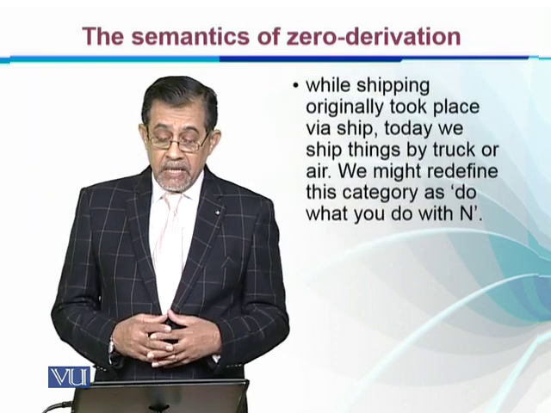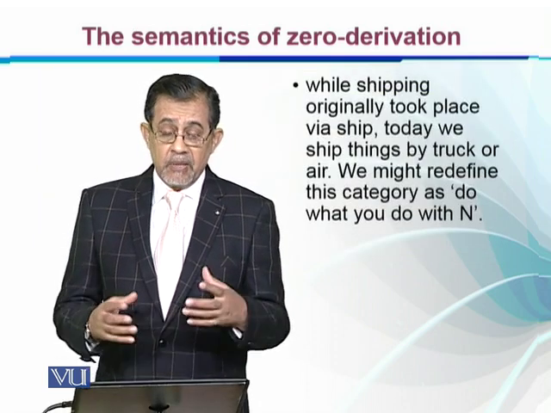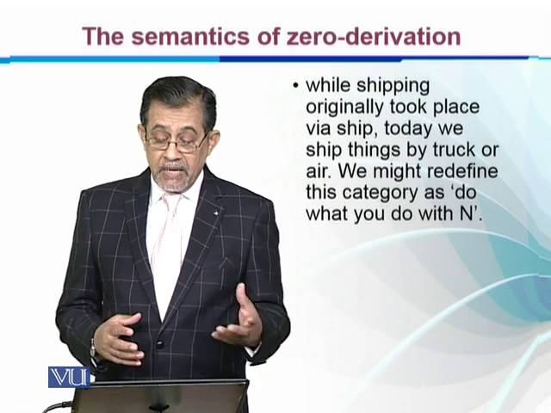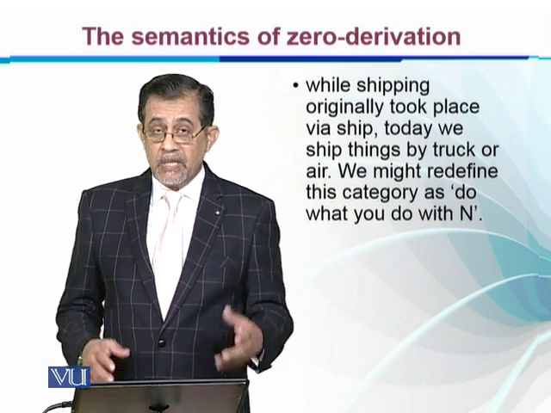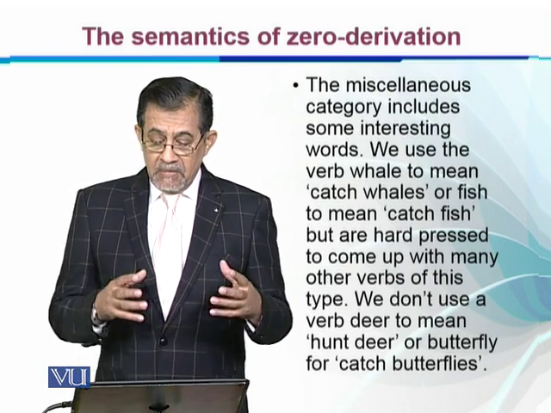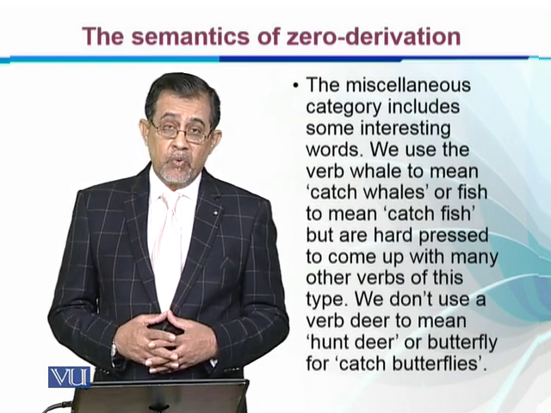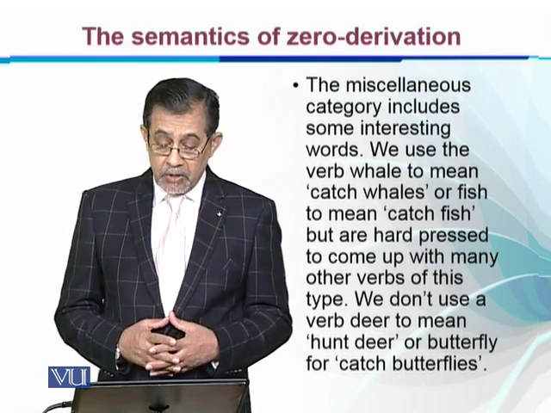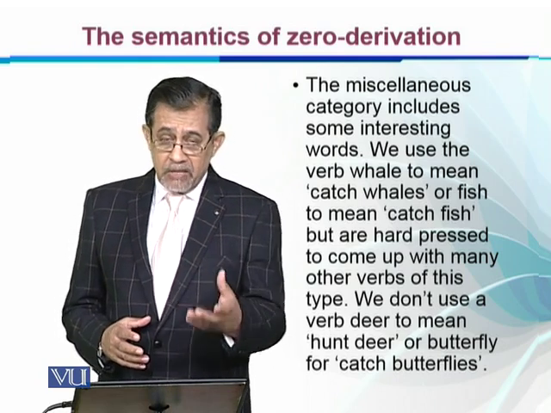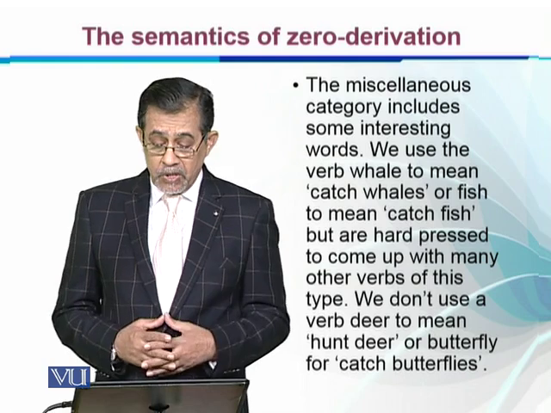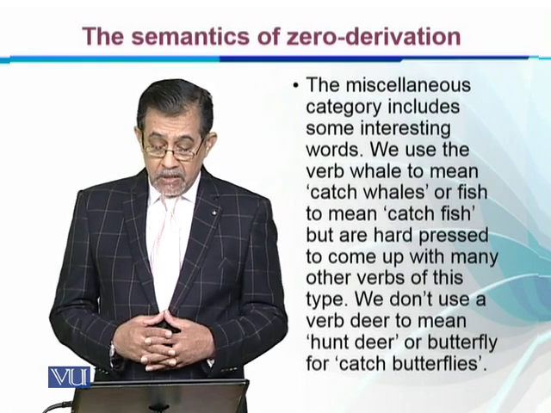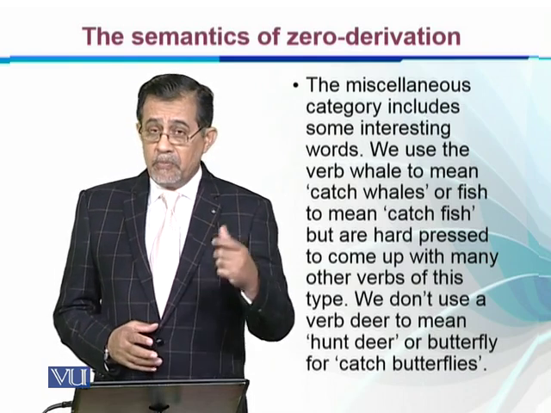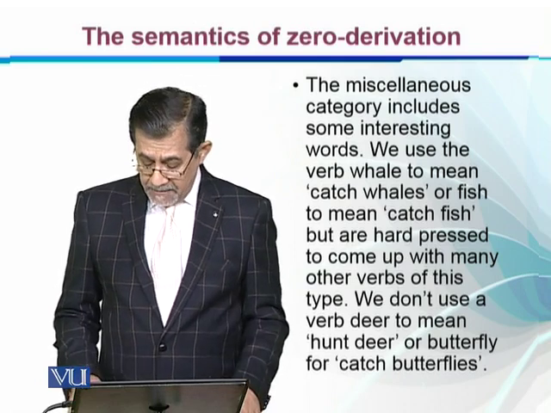While shipping originally took place via ship, today we ship things by truck and by train or by air. We might define this category as do what you do with N. The miscellaneous category includes more interesting words. We use the verb whale to mean to catch whale, to fish to catch fish, but sometimes we cannot apply the same zero derivational process to many other types. So, for example, we don't use a verb deer to mean hunt deer, or to butterfly to mean catch butterfly.